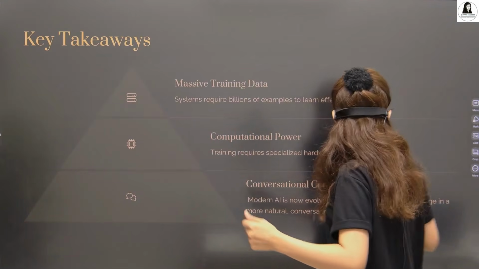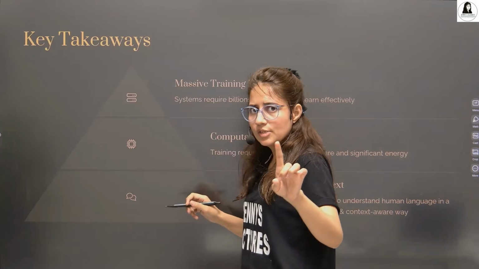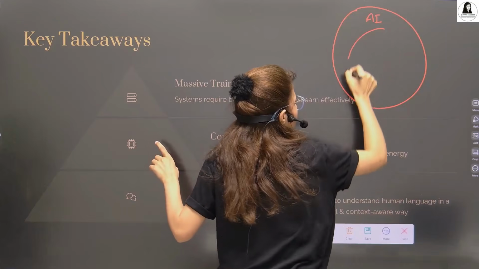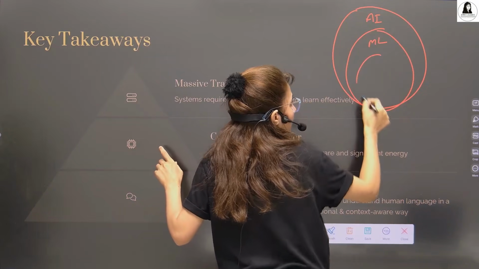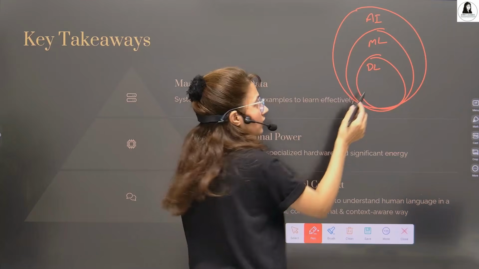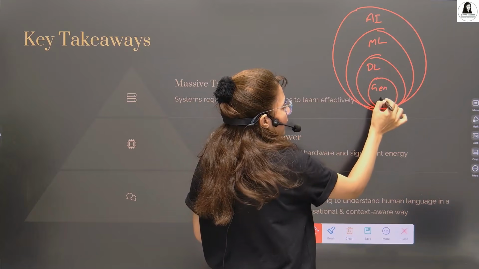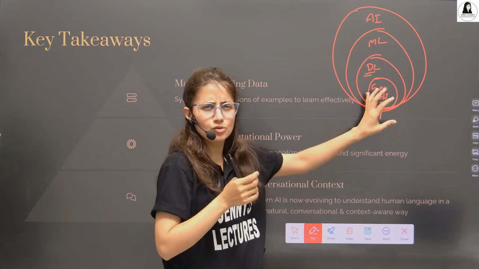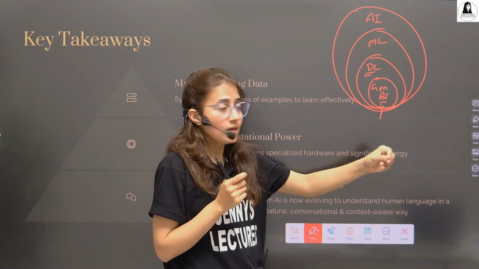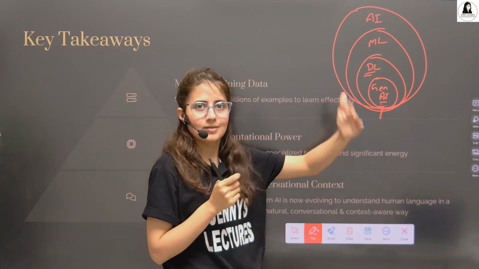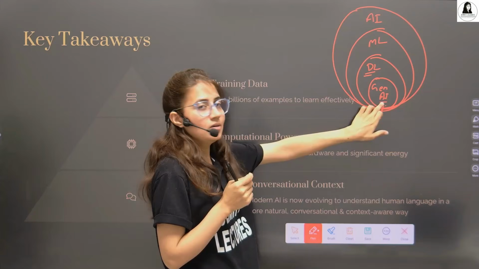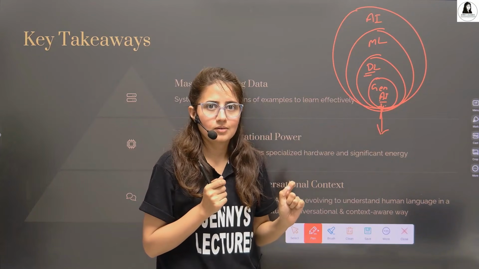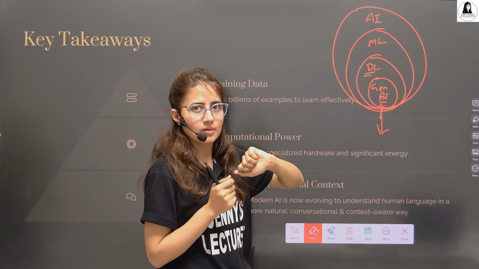So if I draw a diagram, you know the diagram we have seen previously. What was this? AI, and machine learning is a subset of AI. Now deep learning is a subset of machine learning. And now here we have generative AI. This is a subset of deep learning. Deep learning uses those deep neural networks, those multi-layer structure neural networks, to learn, plus one more thing: it generates new content. So it is a subset of deep learning, right?